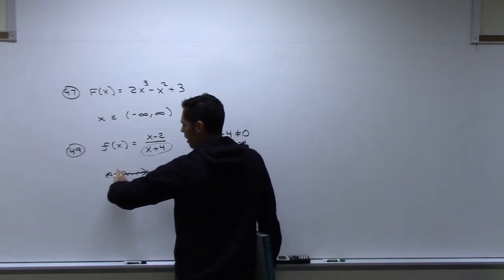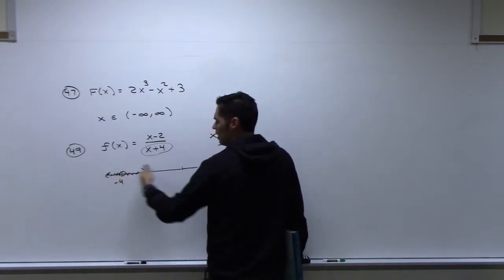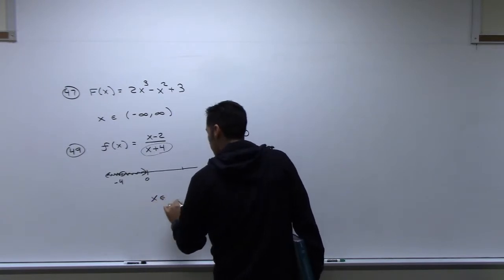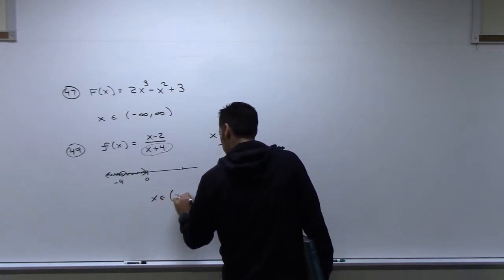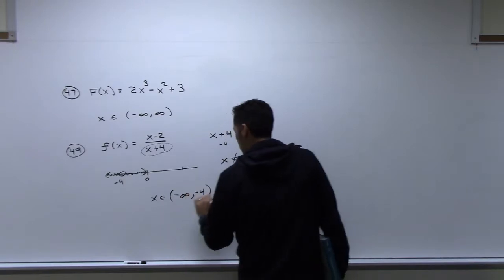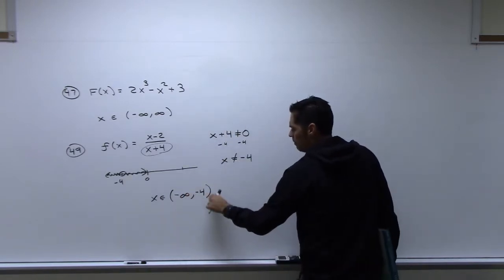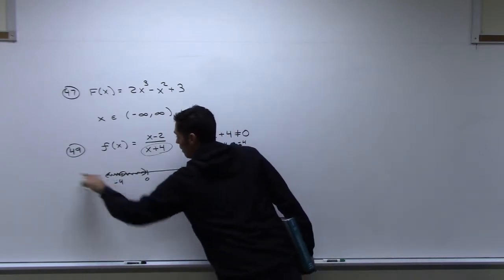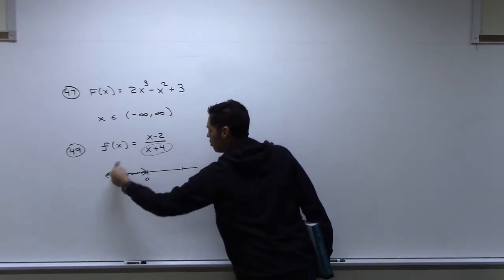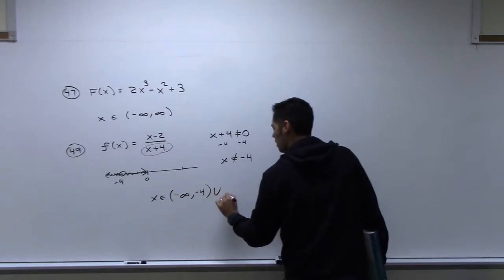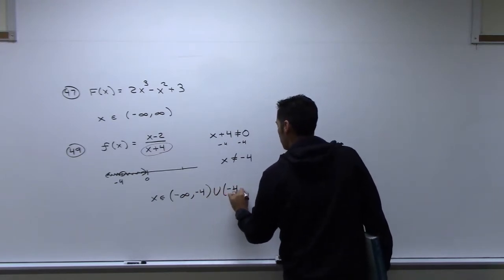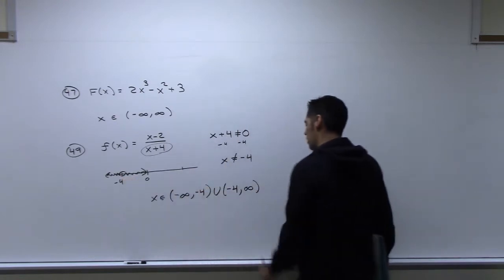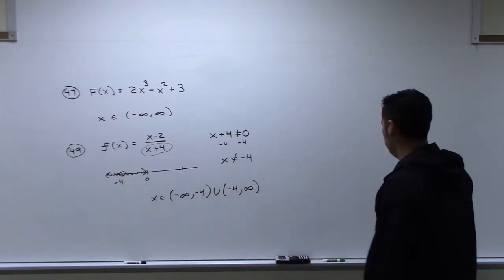One of them is going to be everything to the left of negative 4, everything to the right of negative 4. So I put x is an element of the interval negative infinity to negative 4, putting a parenthesis on negative 4, which means I do not include negative 4. So it's kind of like we're going to go everything out there all the way up to negative 4 and then jump over negative 4, so union, and then go from negative 4 and continue on to the right forever. So from negative 4 forever this way. So that's our domain.